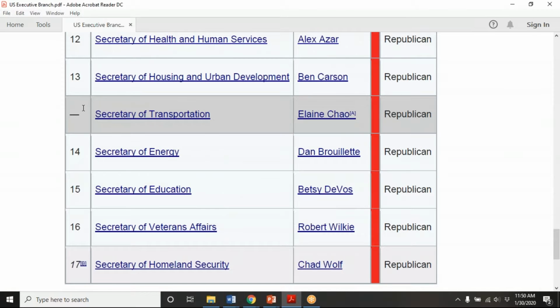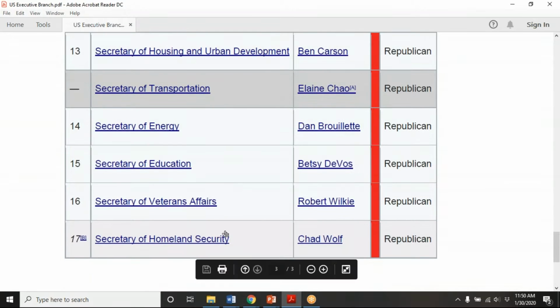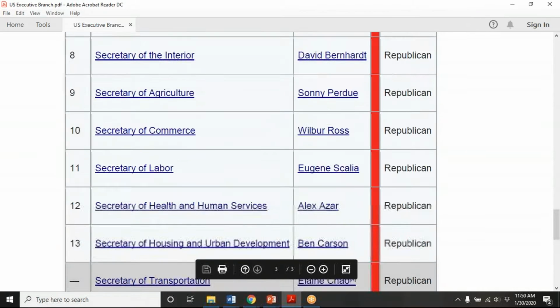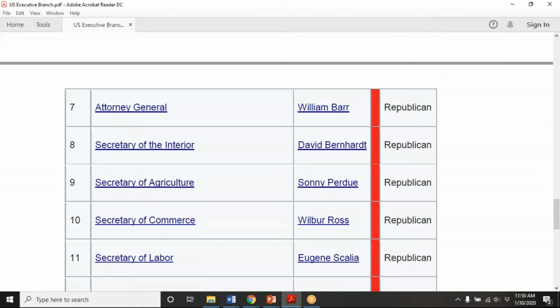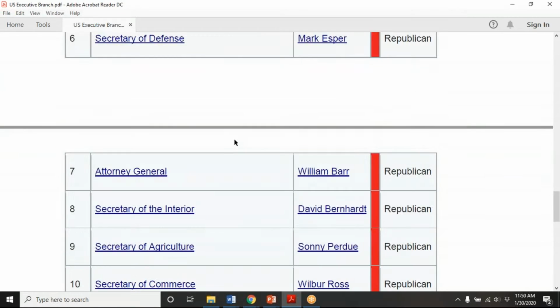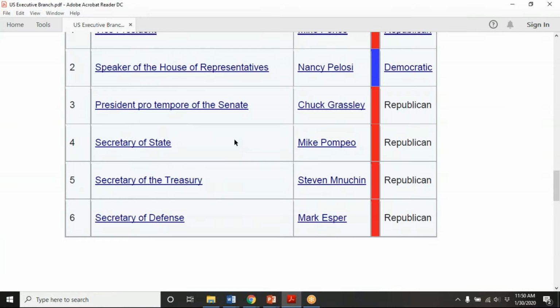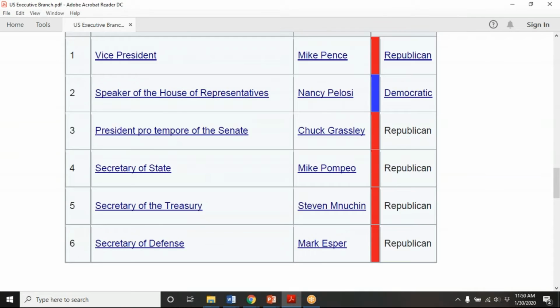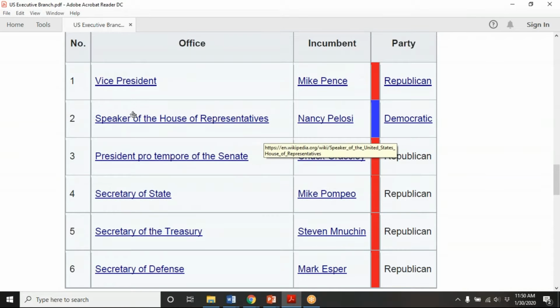I don't know why this line for Elaine Chao, for Secretary of Transportation, I don't know why she's not listed or her number's gone. But you have, these are all people that are in the president's cabinet, his immediate advisors or leaders of departments within the executive branch. Except for number 2, the Speaker of the House of Representatives.